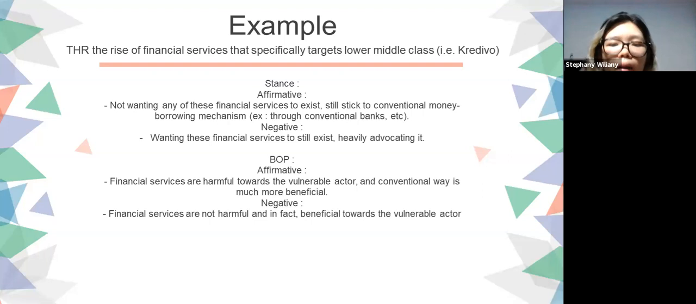Right? So firstly, my burden of proof as the affirmative team is financial services are harmful towards the vulnerable actor, and the conventional way is much more beneficial towards the vulnerable actor. So throughout my argument, I have to explain this burden of proof of mine. So moving on towards the negative side of the house, what is my burden of proof? My burden of proof is financial services are not harmful, and in fact, they are beneficial towards the vulnerable actor. That is so simple. The burden of proof is based on the stance that you delivered in the very first place.